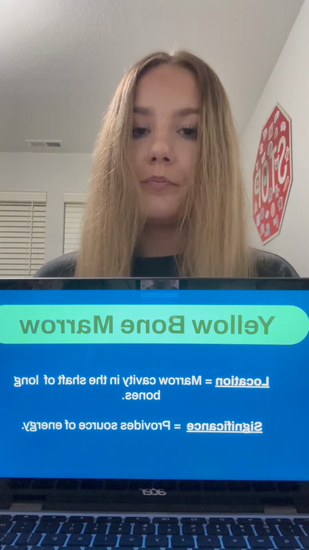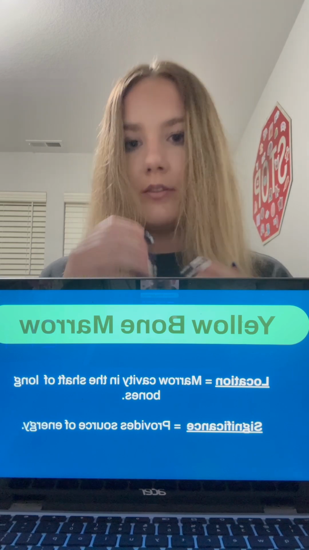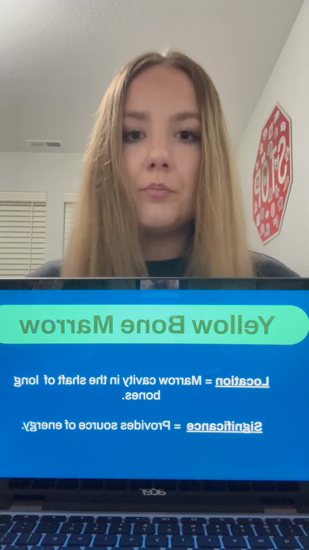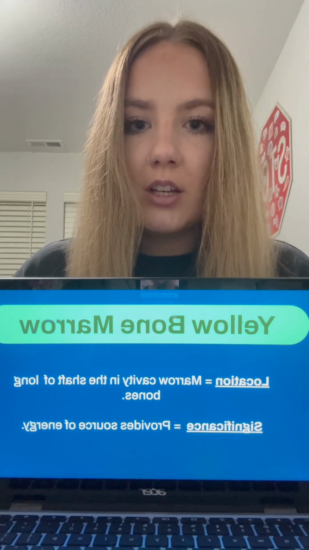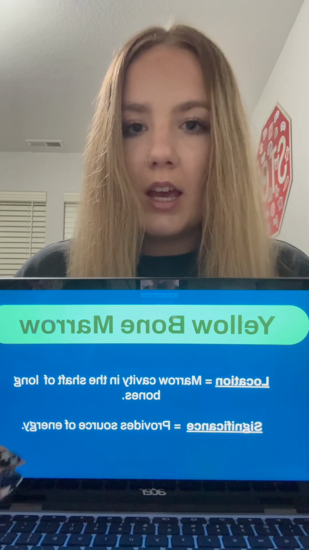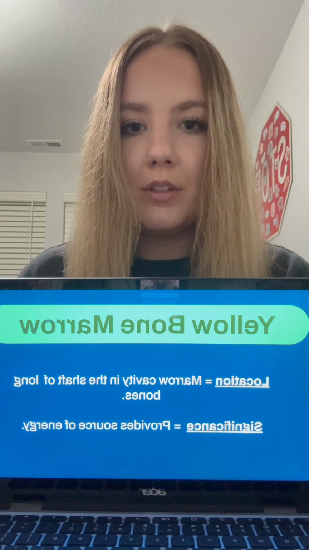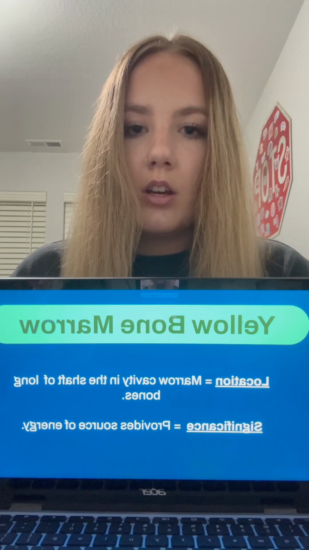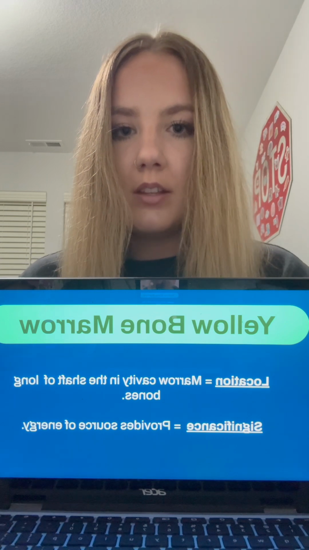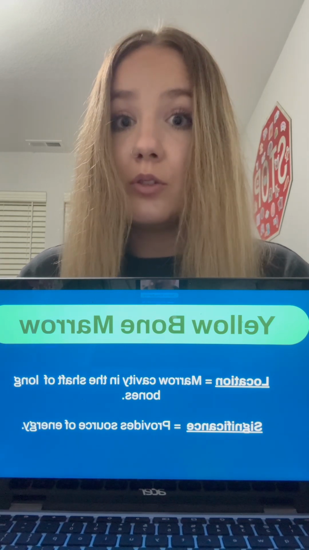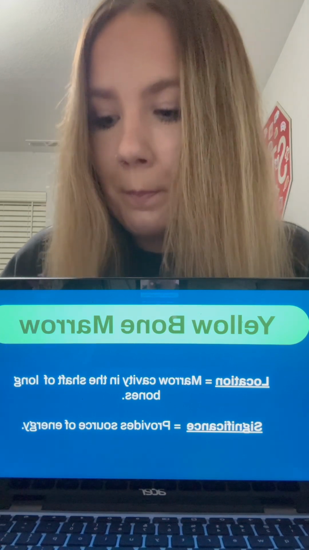Then for the second part, it wants you to describe the location and functional significance of yellow bone marrow and red bone marrow. So starting off with the yellow bone marrow, the location is usually in the cavities or shafts of those long bones. And again, I will show a picture at the end, so it makes more sense. But yellow bone marrow, its functional significance is that it provides a really good source of energy.